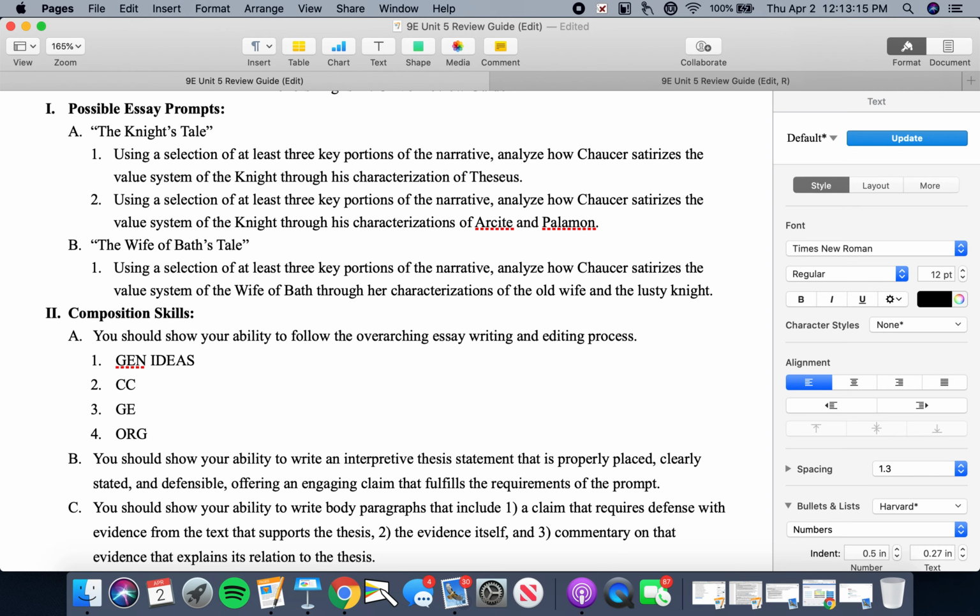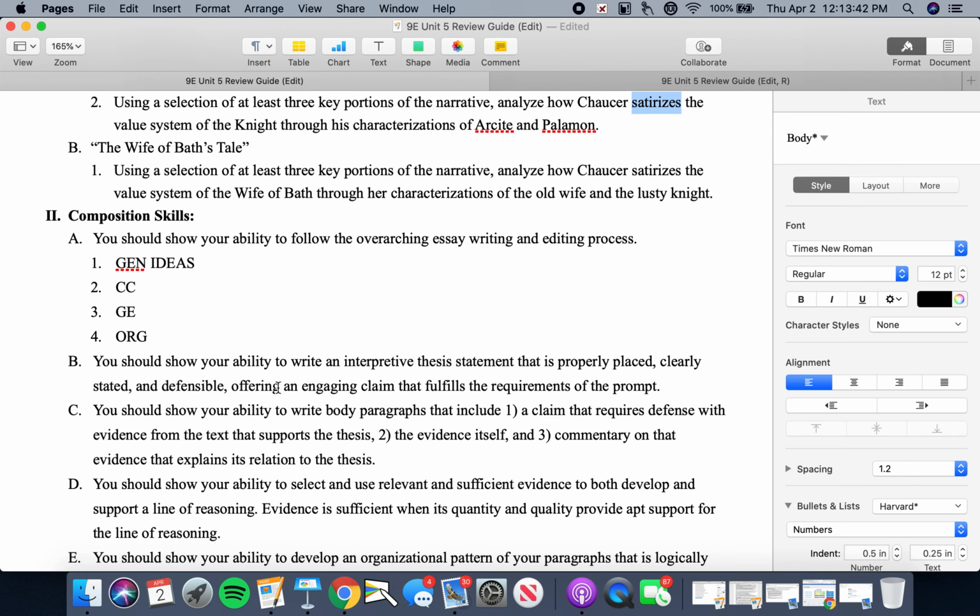Okay, I would argue most likely that this essay and this essay are a little more difficult organizational challenges because you're going to have to figure out a way to talk about two characters and how these two characters' development over the course of the narrative, in three key areas of that narrative at least, illustrate the narrator's value system and satirize that value system, okay? So you just need to make sure that you're organizing your essay in a clear, logical, coherent pattern.